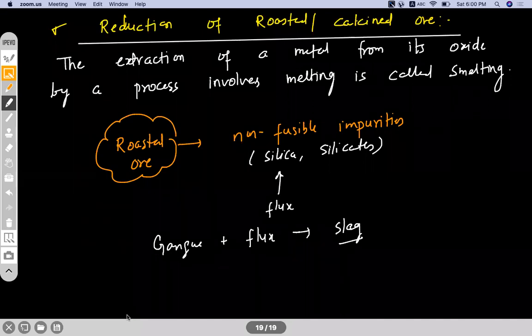Okay, so what we were discussing, gang plus flux gives you slag, okay? So slag comes out and the impurities are removed. Now, what are the types of flux that we use? That is important here, right? So flux we use, we can have acidic flux, we can have basic flux, depending upon the nature of the gang, the impurities which are present in the sample, right? So write down here, next.